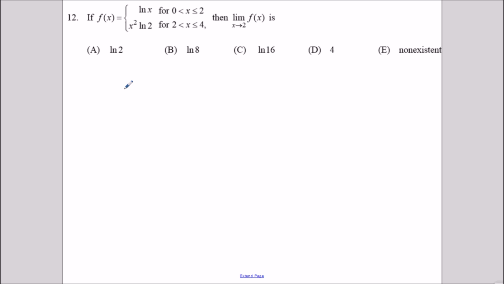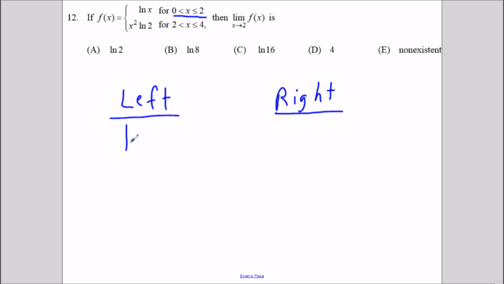For the next question here, we want to find the limit of a piecewise function, so we should check the left side, and we should check the right side. So we're going to plug in 2 to the left side, and we're going to plug in 2 to the right side. And to identify the left side that's less than or equal to 2, would refer to the top piece, since x is less than or equal to 2. And if you plug in 2 to that part of the function, you're going to get natural log 2.